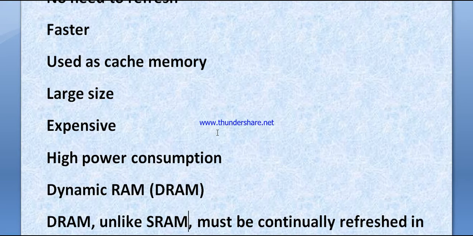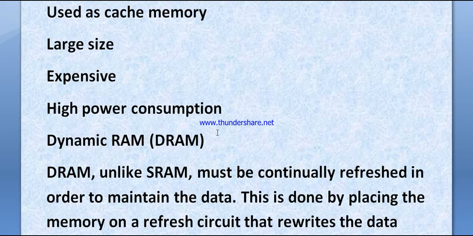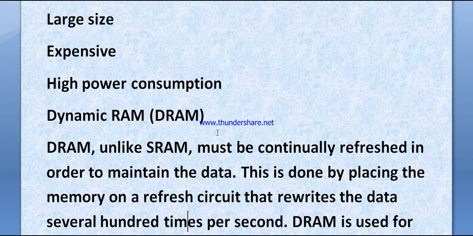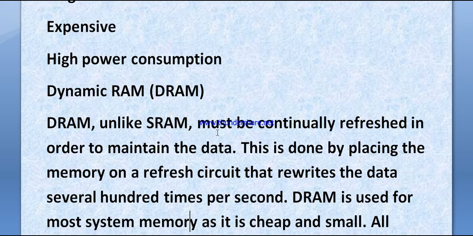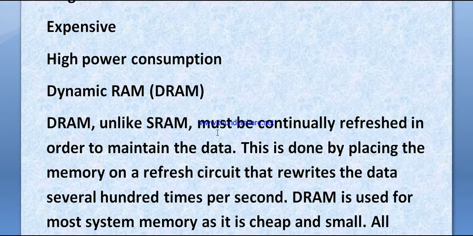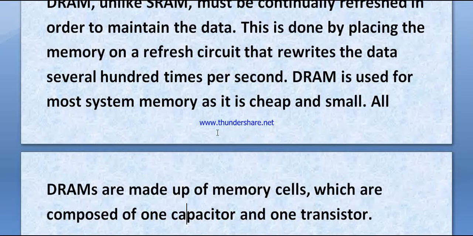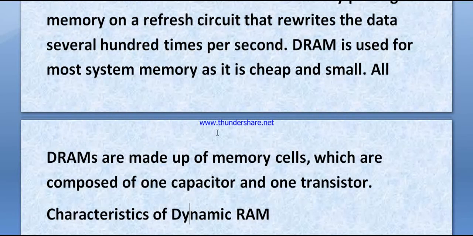Now dynamic RAM. Dynamic RAM, unlike SRAM, must be continuously refreshed in order to maintain the data. This is done by placing the memory on a refresh circuit that rewrites the data several hundred times per second. DRAM is used for most system memory as it is cheap and small. All DRAMs are made up of memory cells which are composed of one capacitor and one transistor.